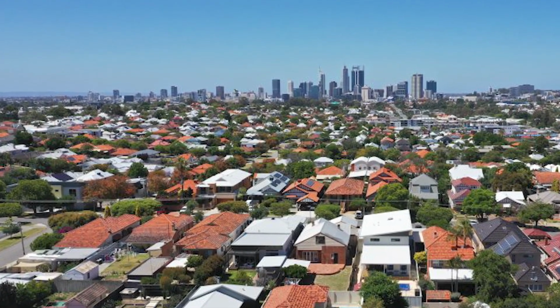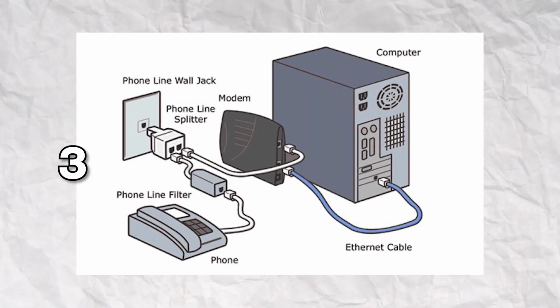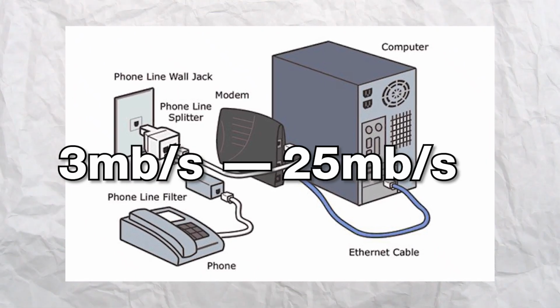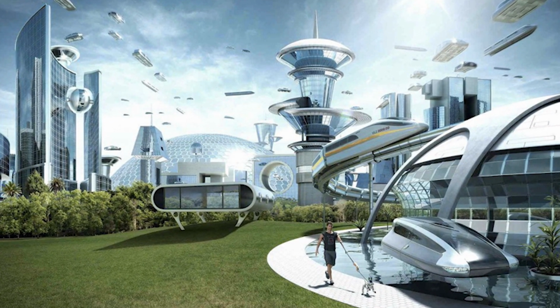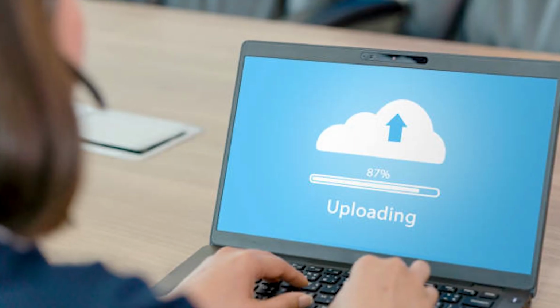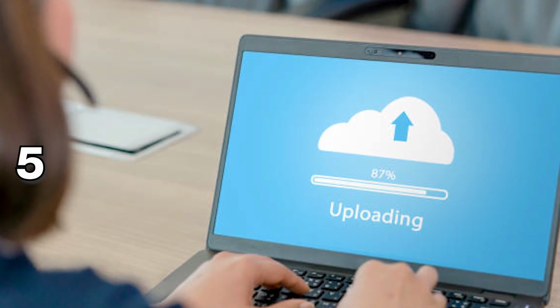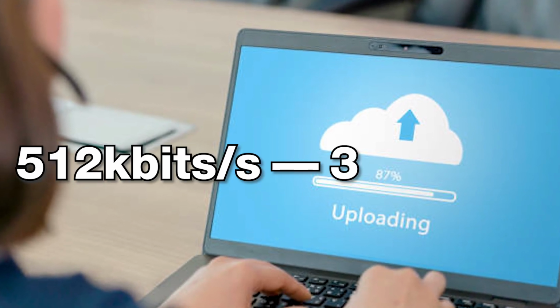away see reduced speeds. DSL typically delivers download speeds between 3 and 25 megabits per second, with some newer implementations reaching up to 50 megabits per second. Upload speeds are much lower, usually ranging from 512 kilobits per second to 3 megabits per second.